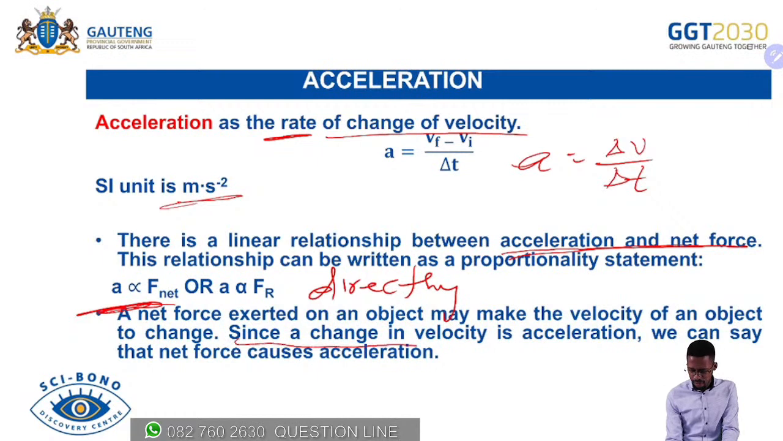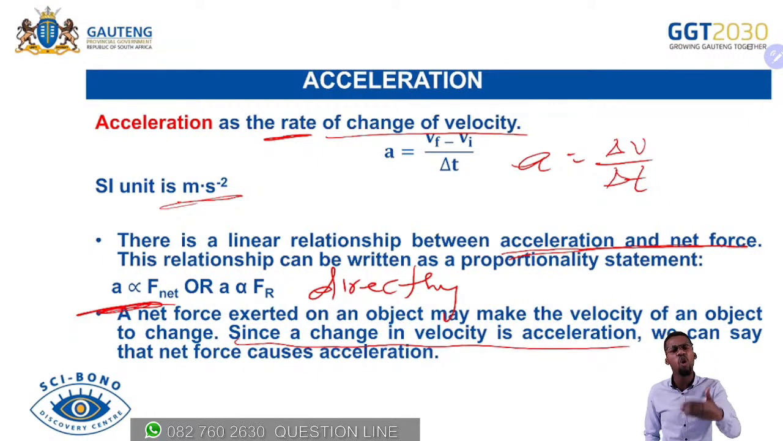So that change in velocity, it is what? Acceleration. So she caused me to do what? To accelerate. So that force that she exerted on me when she pulled me towards her caused me to do what? To accelerate towards her.